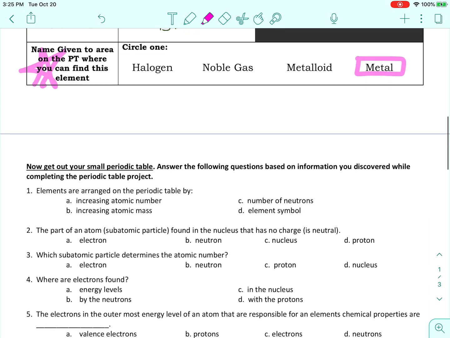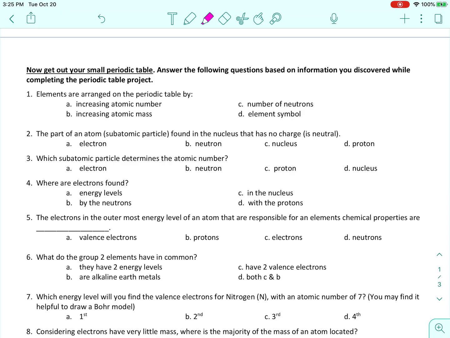If we scroll down to the next page, the multiple choice section, you can see it says now you get to use your periodic table. This part will be on Canvas. Answer the following questions based on information you discovered while completing the periodic table project. Elements are arranged on the periodic table by, this is the main way they're organized, increasing atomic number. They start at 1, hydrogen, and go up from there. 2 is helium, 3 is lithium, 4 is beryllium, and so on. They go in order of atomic number.